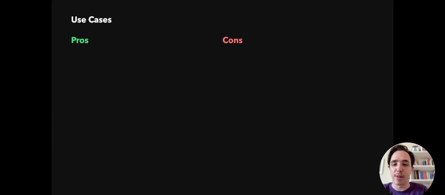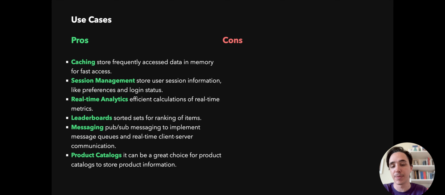The speed and flexibility make Redis suitable for many use cases. It excels in caching frequently accessed data and speeding up applications significantly. It's great for session management, storing, for example, user logins or user statuses or preferences. It's also ideal for real-time analytics and showing leaderboards.